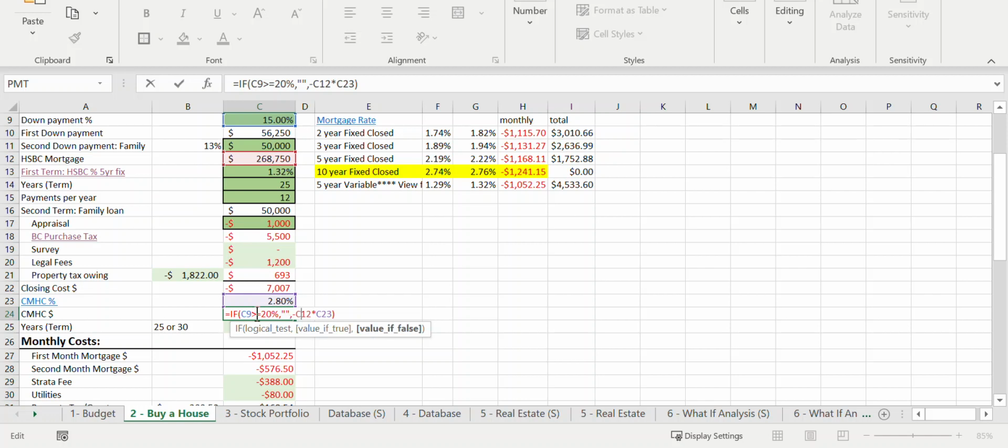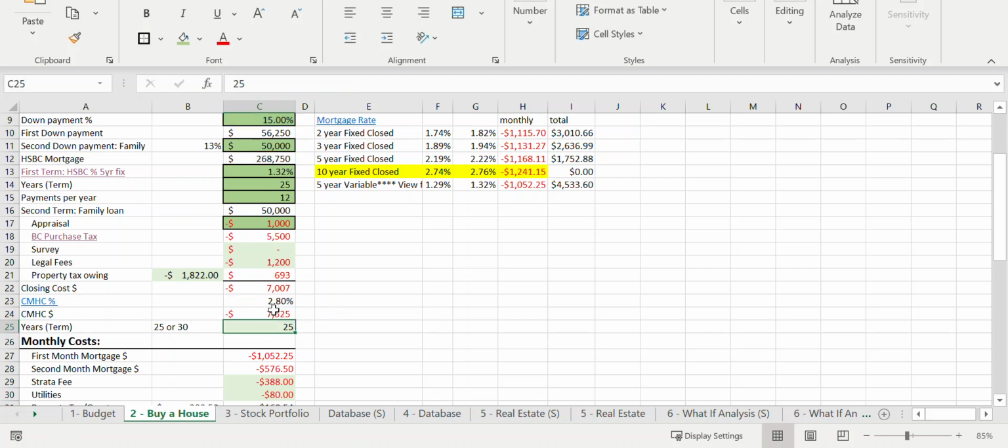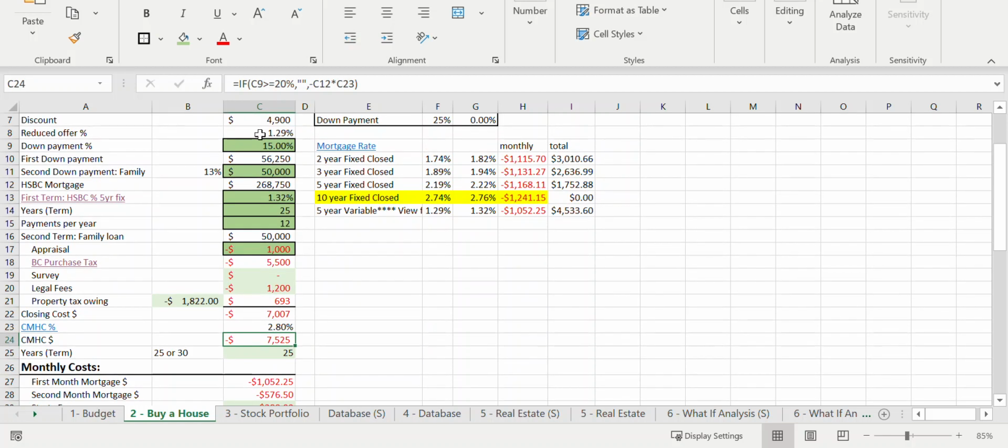So what if it's 15% like this? Well, if it's 15%, we have to perform this argument, which means take C12, which is the mortgage that you're applying for, and multiply it by the interest rate that CMHC is going to charge. We push enter, and it says $7,525. So by building this system, we can type in a percentage rate that we want to pay for a property, and based on that percentage, we'll have a drastic impact on how much you have to pay for CMHC.